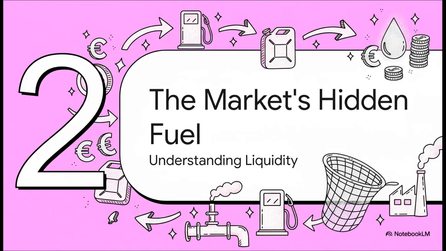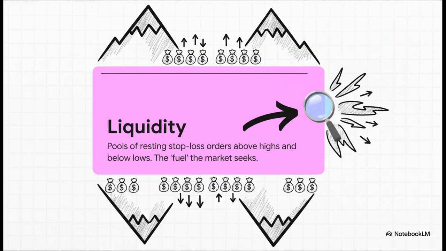Okay, to really get how this script works, we need to talk about what actually moves the market. And spoiler alert, it's not just random buying and selling. It's a hunt for a very specific kind of fuel. It's a hunt for liquidity. So what is liquidity? In simple terms, it's just a big pile of orders. Think about it. All the short sellers have their stop losses sitting just above a recent high, and all the long buyers, their stops are just below a recent low. The big players, the smart money, they need to trigger those stops to get their huge orders filled. That's the hidden fuel that they're constantly hunting for.